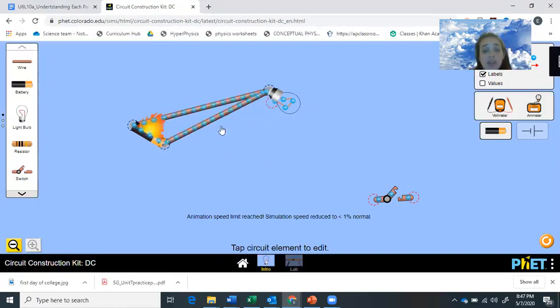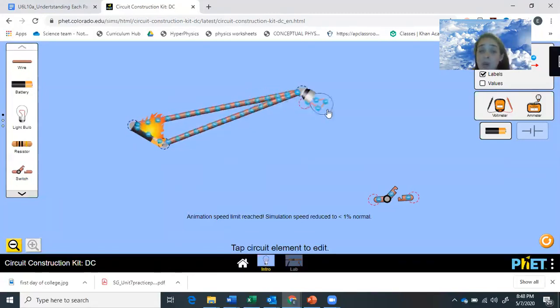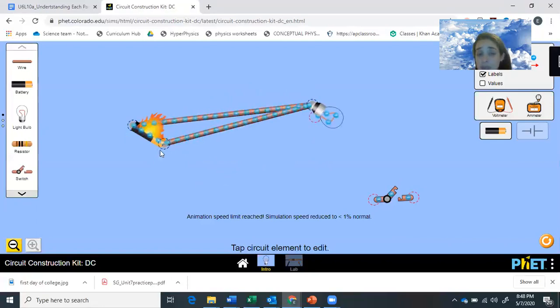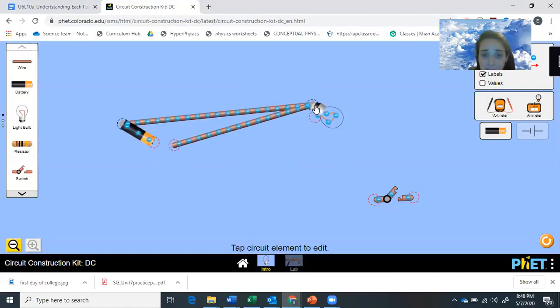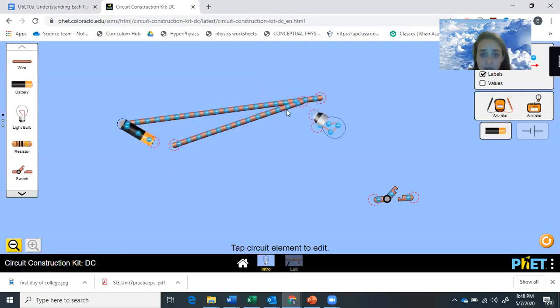This weird thing is happening where the battery actually lights on fire and the light bulb isn't turned on. We're going to discuss what this means later on, but just note here that my wire is connected to both sides. Both sides are connected to the bottom part of my light bulb, so there's actually not a loop happening here. So take note of this because this is going to come up again later on in this unit. I'm going to break this up to stop that from happening. I'm going to cut that wire too.